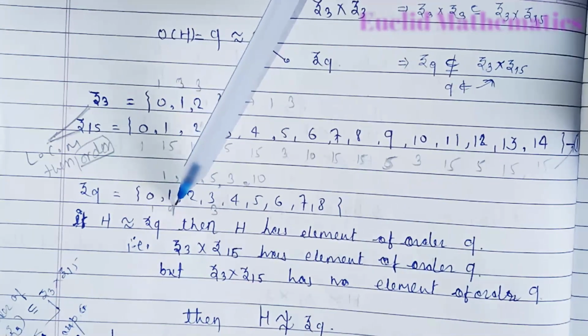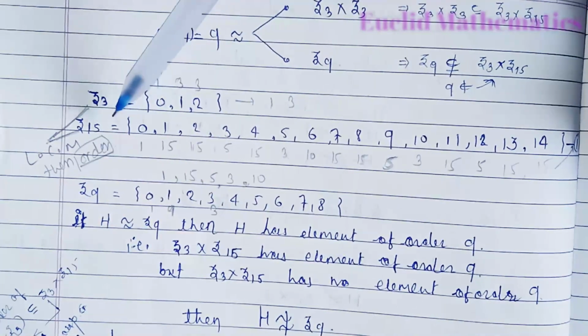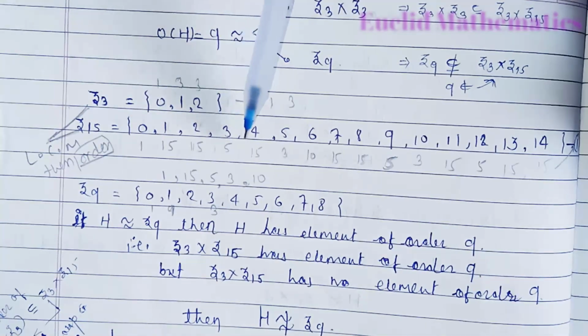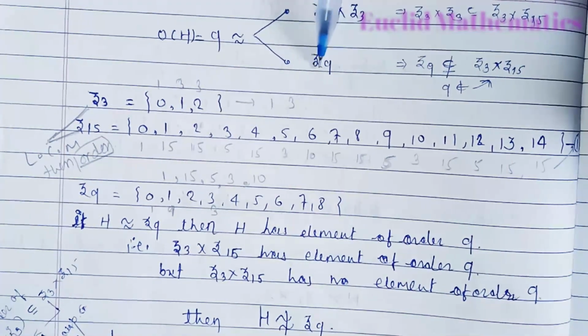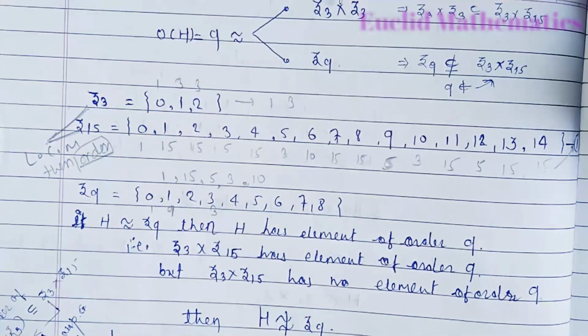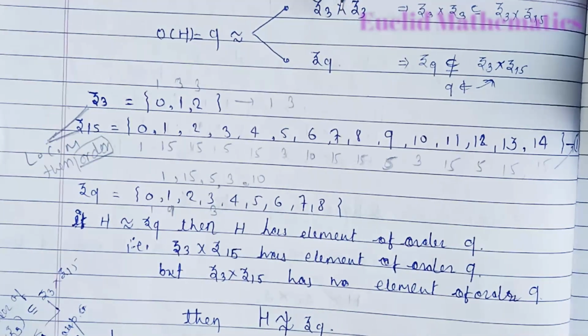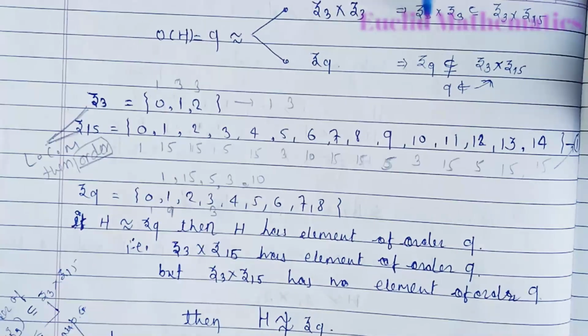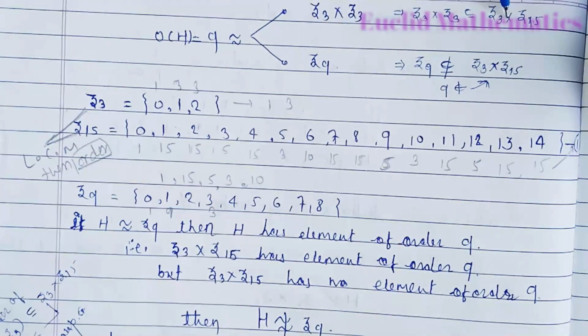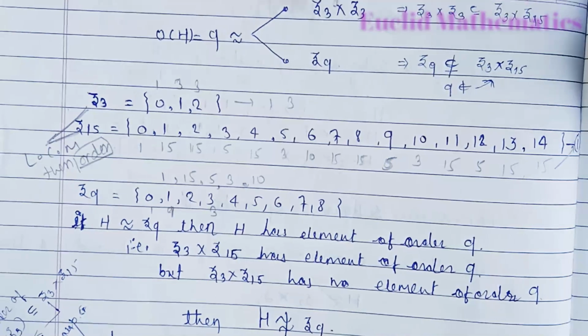But Z3 cross Z15 is the group which does not contain an element of order 9. We can observe here that we do not have any element of order 9. So that means our group is not isomorphic to Z9. Obviously it is isomorphic here, so you can check by using their cross products and their elements. Z3 cross Z3 contains those element orders which are contained in Z3 cross Z15, that means all element orders present here are present there. I hope this one is easy to understand.